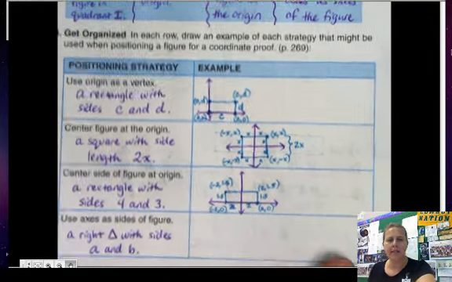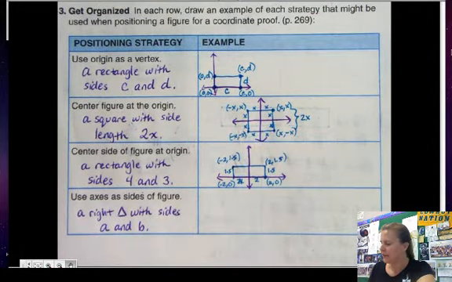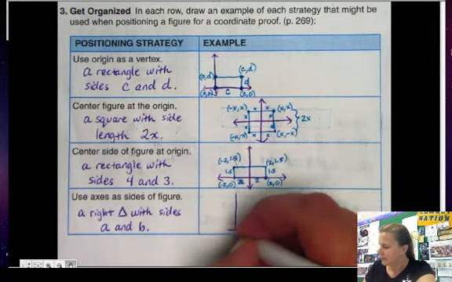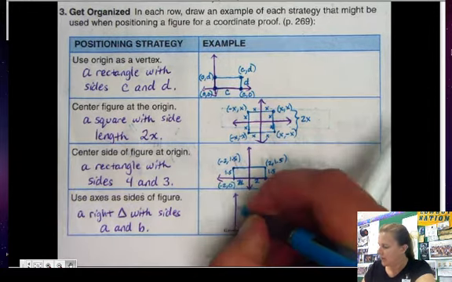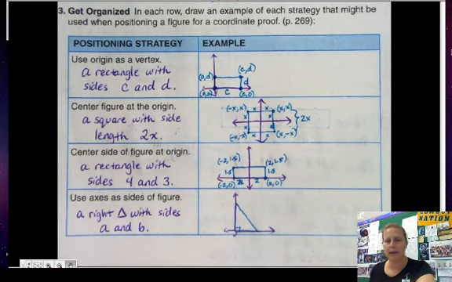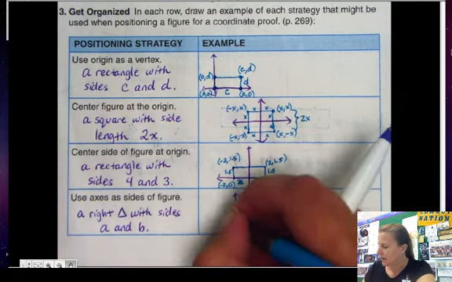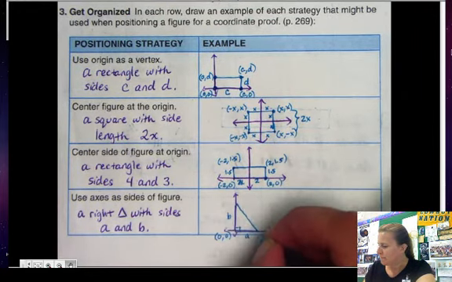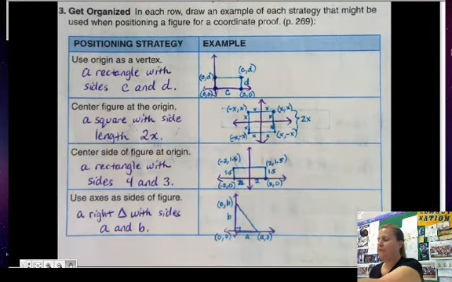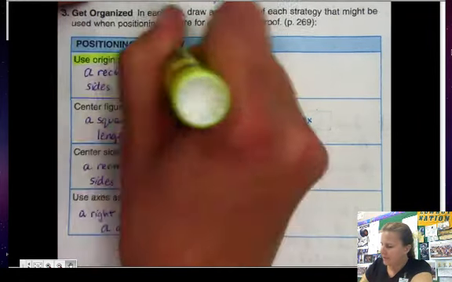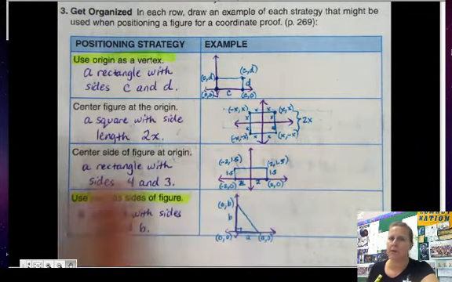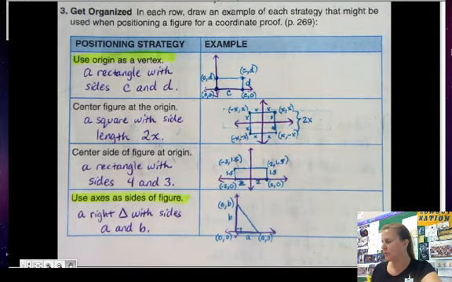Okay? And lastly, if I use the axes as sides of the figure, that's kind of like what I did up here. If I have a right triangle, I could draw it like so, where I'm using the axes as the part of the right angle there. And if I have side lengths of A and B, then my points are 0, 0; A, 0; and 0, B. So all of these work. I'm going to tell you my favorites. This one up here is a favorite, and this one here is a favorite. To me, those two are the easiest ones for the most part to use. It kind of depends on the proof, but for the most part, those are the easiest ones.